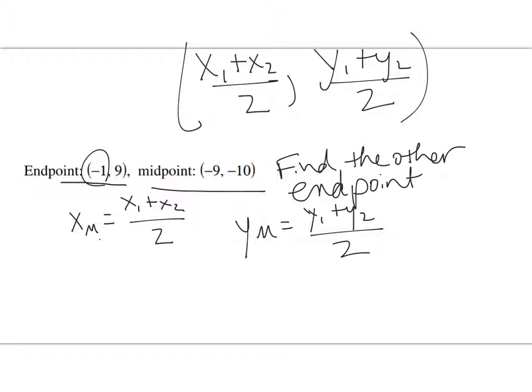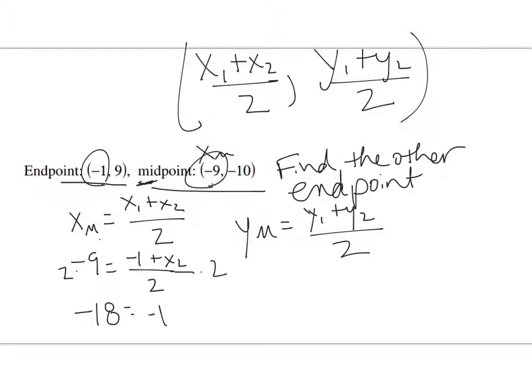So my x's are -1 and -9. Since this is the midpoint, this is my xm. So -9 is equal to -1 plus x2, because I don't know my other endpoint, over 2. So now to start solving this, I'm going to multiply both sides by the 2. So -18 is equal to -1 plus x2. So x2 is going to be -17.